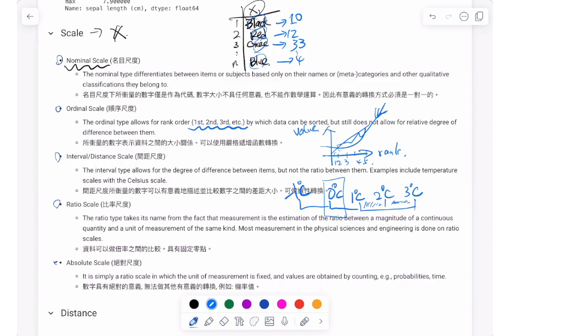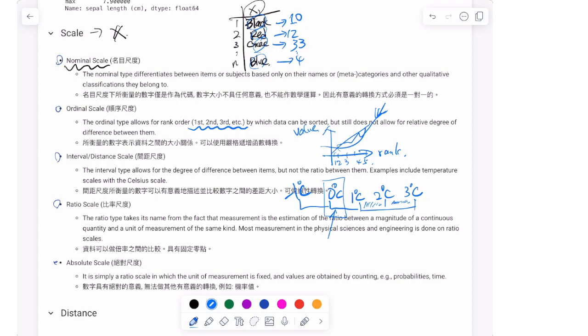You can add those degrees, but you cannot multiply those numbers, because 0 does not mean nothing. Okay, 0 is just a number.